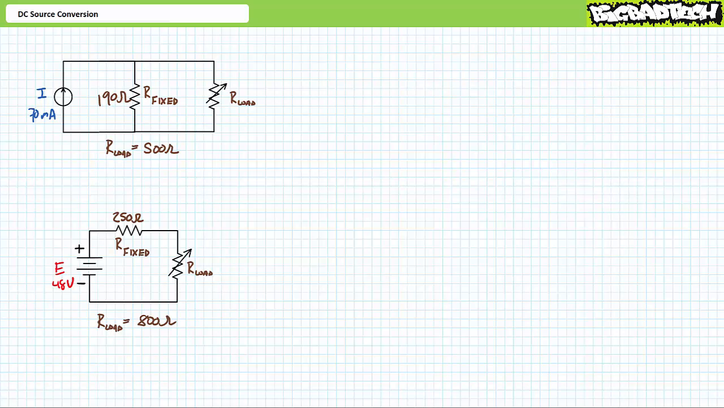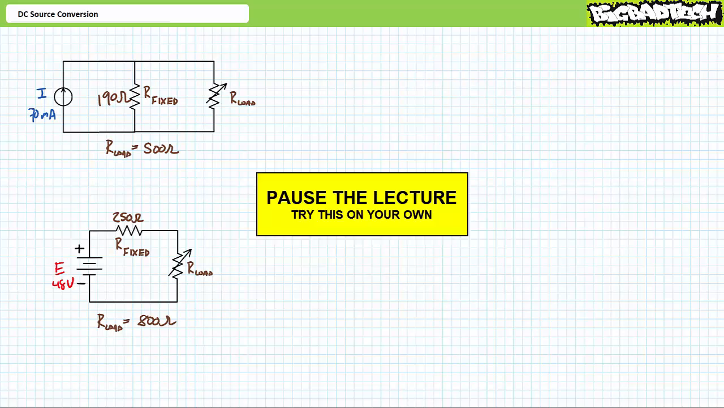There's really not a lot more I can say about source conversion other than this. Pause the lecture and take a shot at converting these sources to their other-world equivalents. If it's a voltage source in series with a fixed resistance, swap it out for an equivalent current source in parallel with a fixed resistance. On the other hand, if it's a current source in parallel with a fixed resistance, change it to an equivalent voltage source in series with a fixed resistance. Ensure equivalency is maintained by solving for voltage across and current through the load in both configurations.